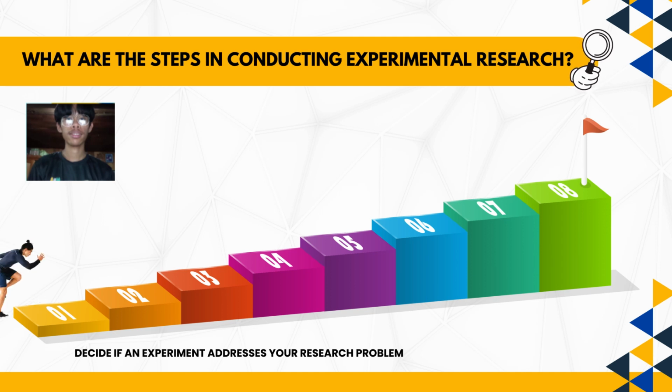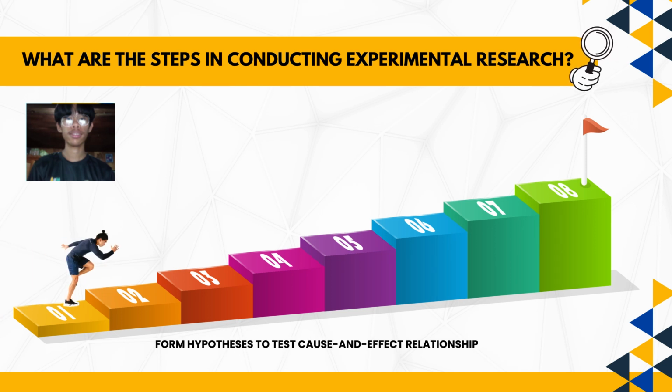Here are the steps in conducting experimental research. Now, when conducting an experiment, it is important to follow certain steps. First, decide on the experiment. Decide if an experiment is the best way to study your research problem. Experiments are great for studying cause and effect relationships. Second, form hypotheses. Make predictions about what you think will happen in your experiment. These predictions are called hypotheses. Make sure your hypotheses have variables that you can measure.